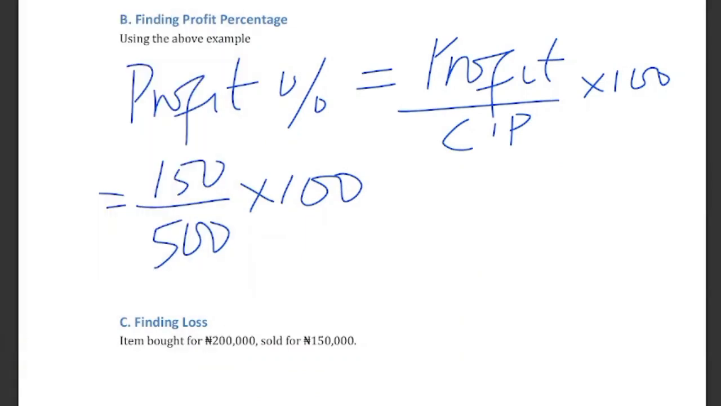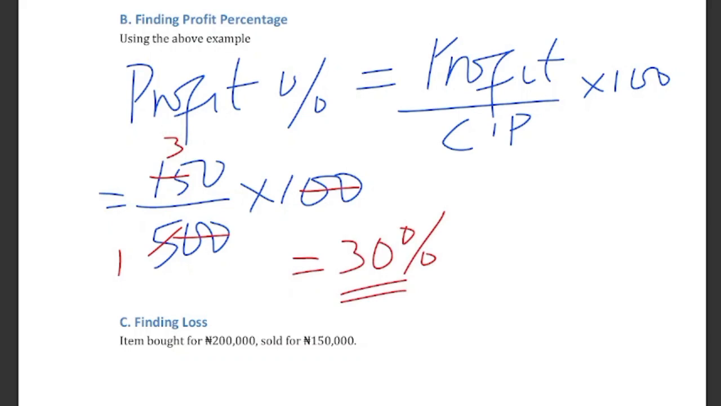So if you are comfortable with your calculator, make use of it. So cancel the zeros here. Then 5 can go here 1, 5 can go here 3. So that is 30. So which means it's going to be what? 30%. I hope this is very clear, right? Okay.